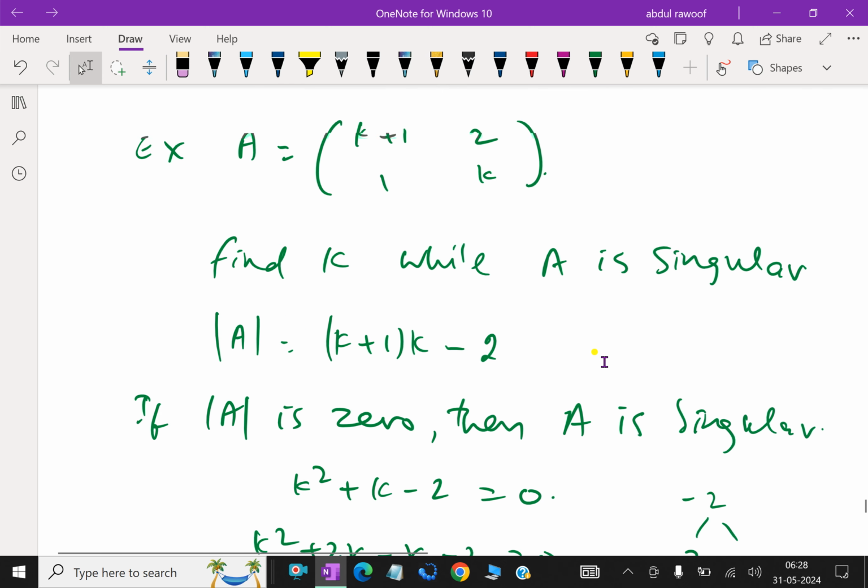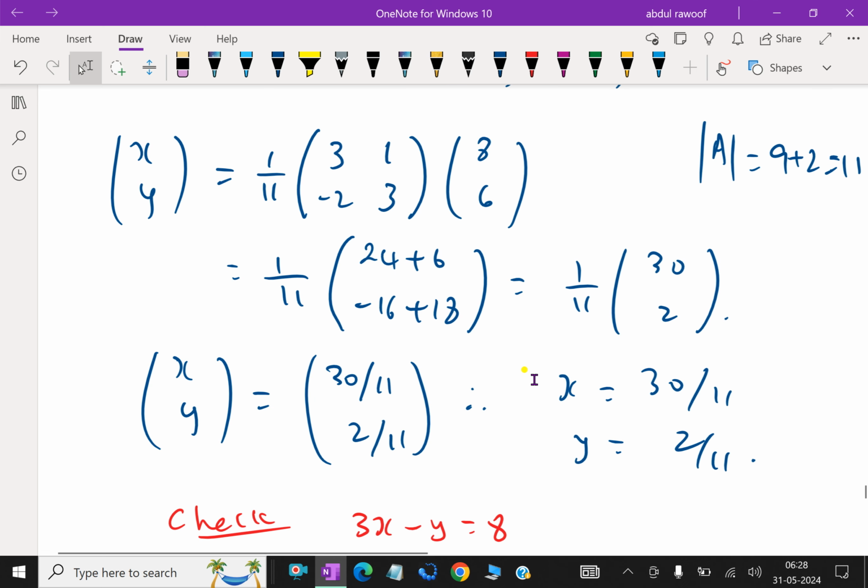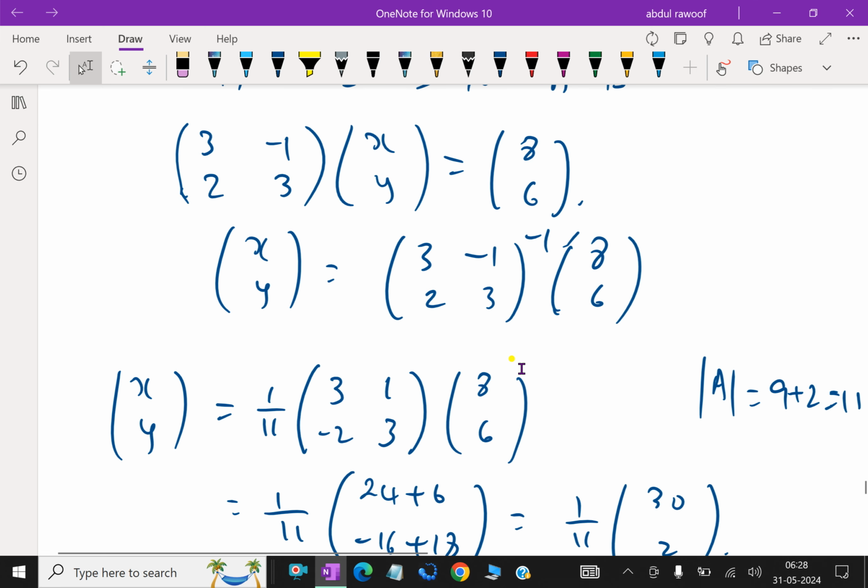So far we discussed solving a system of linear equations by using matrix multiplication with its inverse.